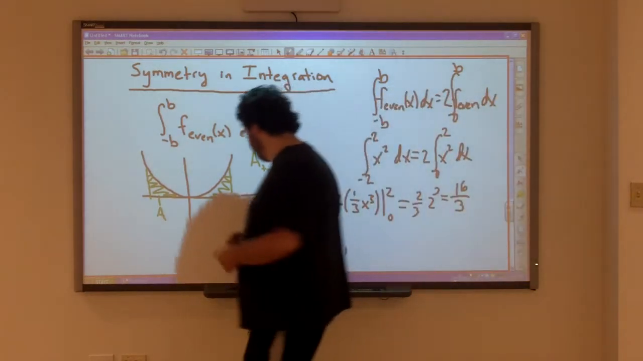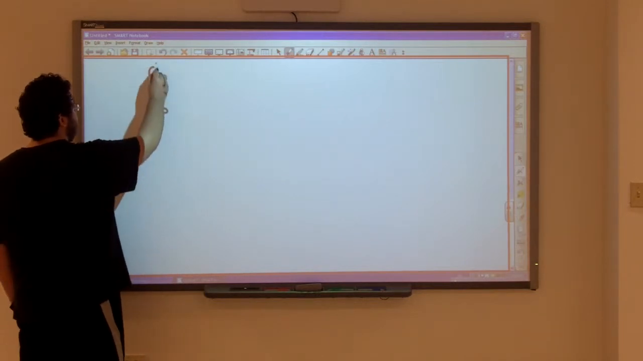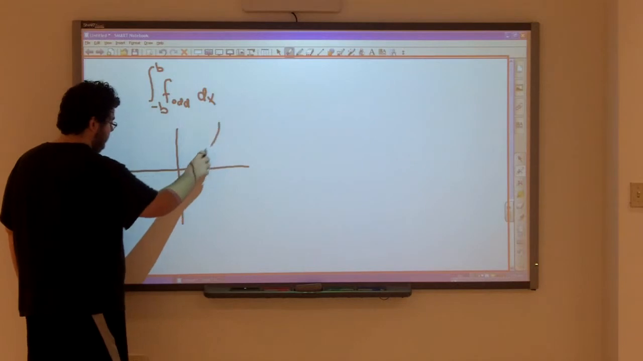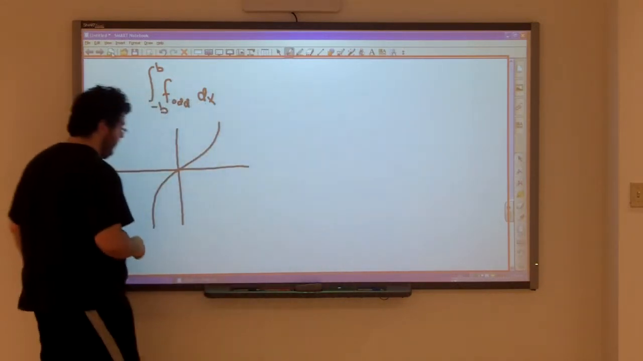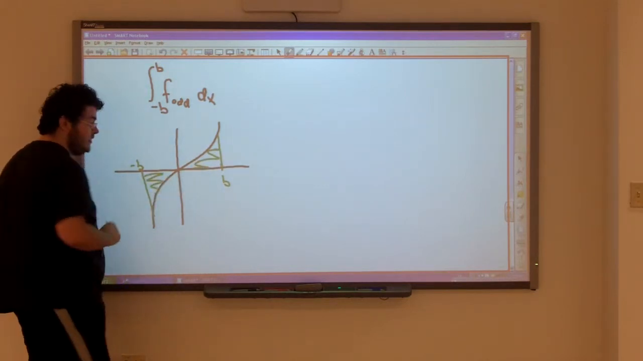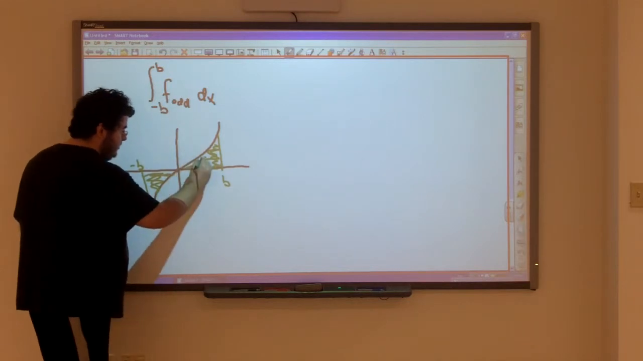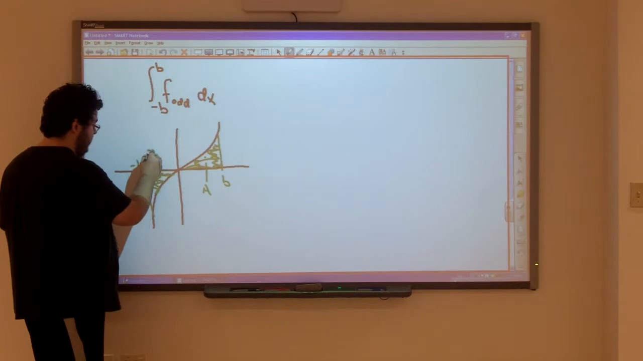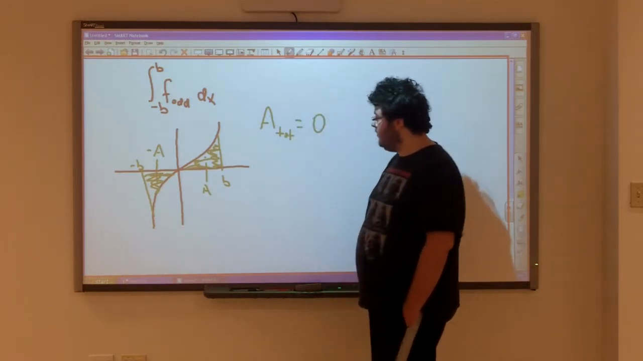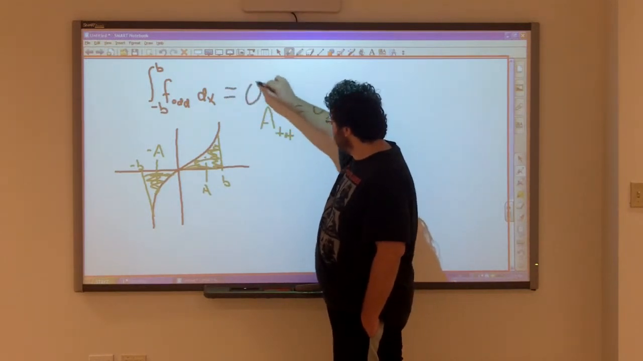Let's look at what happens when we want to integrate an odd function. If we have an odd function from negative b to b, what we're asking is to find the area under a curve like that. Remember, the area above the x-axis has a positive value, and the area below has a negative value. Just like before, this area is equal to this area, but with the opposite sign. So our total area is 0, because it's a minus a. If we integrate from negative b to b over an odd function, we get 0.